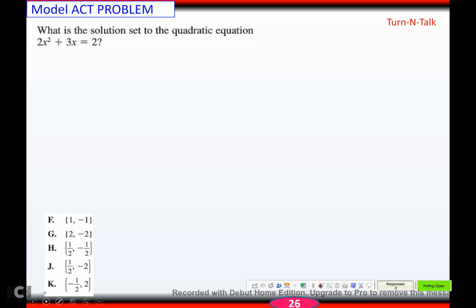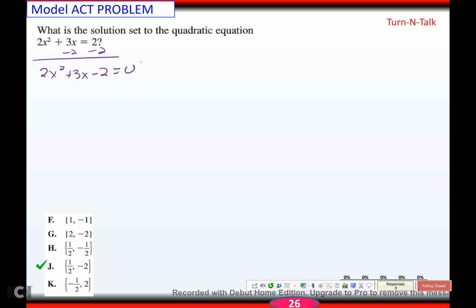Alright, try this one. Hit pause. Come back when you're ready. And hopefully you got J. Alright, this one is a general trinomial, but I've got to get 0 on one side. So I'm going to minus 2, which gives me 2x squared plus 3x minus 2 equals 0.